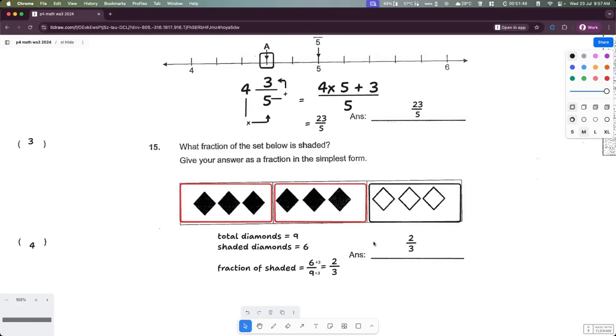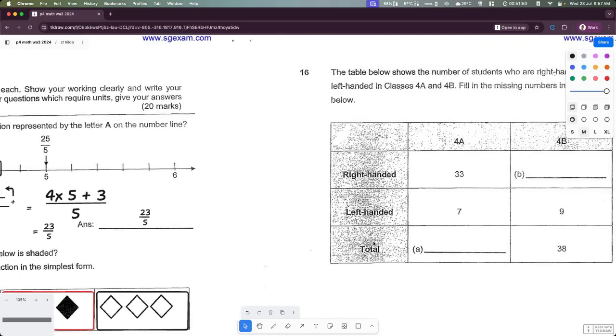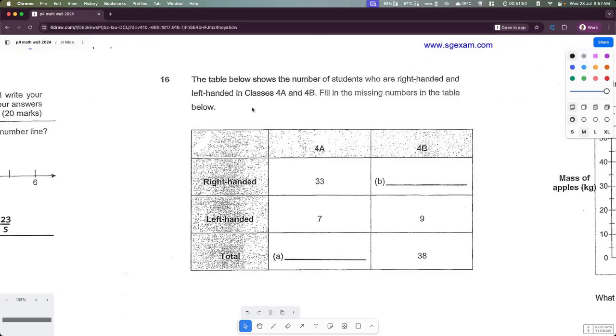Yeah, that's it. But if you want to do the longer way, that's fine as well. Nothing wrong with that. Okay, let's move on to question 16. Question 16 says here, the table below shows the number of students who are right-handed and left-handed in class 4A and 4B. Fill in the missing numbers. That's what you see over here.